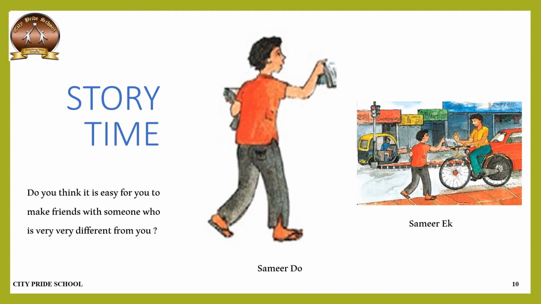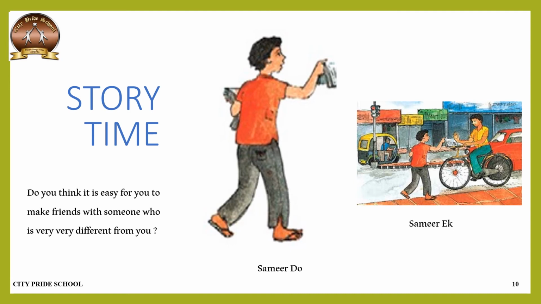And this boy, the one who was selling newspaper, is surprised. He says, "You know Hindi? You can speak Hindi? You can read Hindi?" Samir Ek says, "Yes, of course, why not? I go to school. I have Hindi subject. I do learn everything." Then the Samir Do is quite confused.